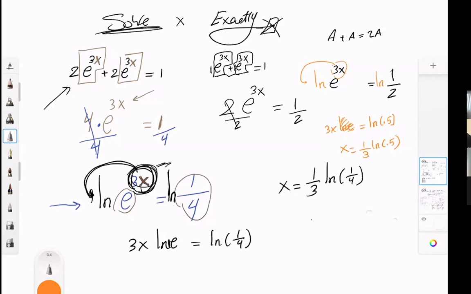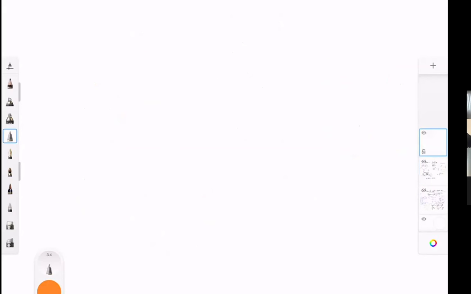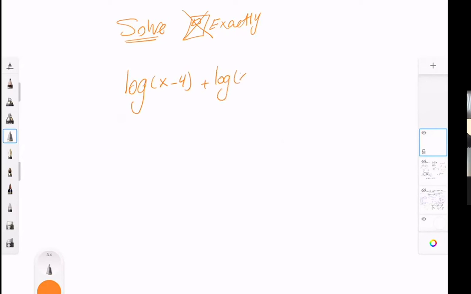You really don't like log. There's another log question. So again, solve. No calculator, that means exact. The question is log of x minus 4 plus log of x minus 2 equal to log 24.